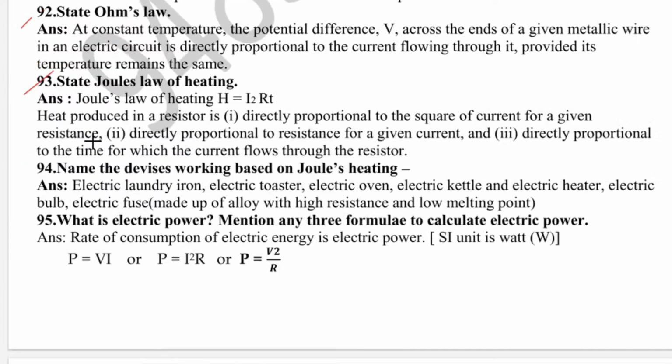Next one. State Joule's law of heating. Joule's law of heating: H equals I square RT. Number 1, heat produced in a resistor is directly proportional to the square of the current for a given resistance. Number 2, directly proportional to resistance for a given current. And number 3, directly proportional to the time for which the current flows through the resistor.